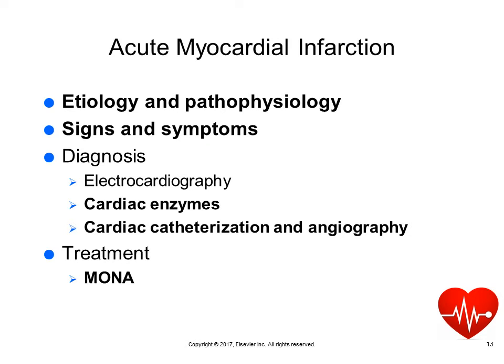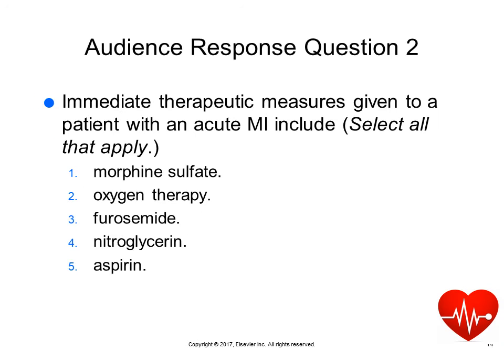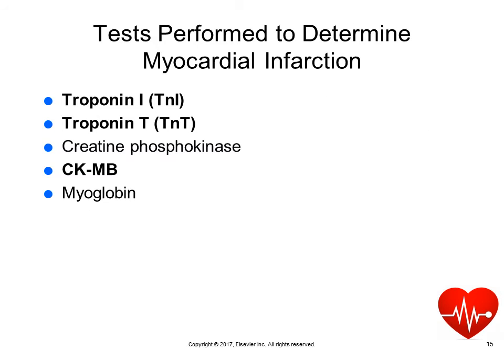Other treatment is done by the acronym MONA: morphine, oxygen, nitroglycerin, and aspirin. The second audience response question: immediate therapeutic measures given to a patient with an acute MI include, and this is another select all that apply, morphine sulfate, oxygen therapy, furosemide, nitroglycerin, aspirin. The answers that are correct are 1, 2, 4, and 5.